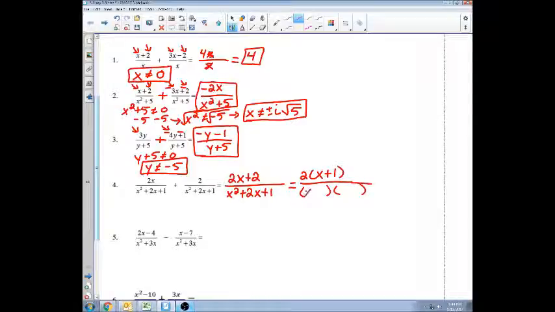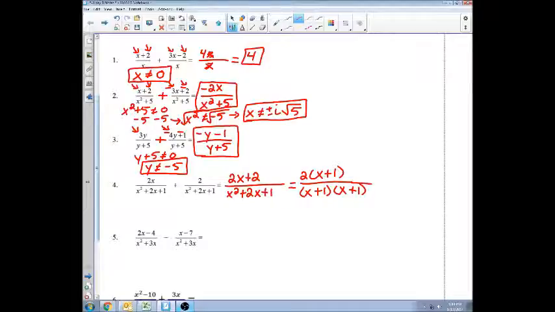X squared would turn into x and x. 1 would turn into 1 and 1. Since it needs to add to a positive 2, they will both be positive. Now we're back to problems like we did in our last unit, where I can cancel out anything that is the same in the numerator and denominator.